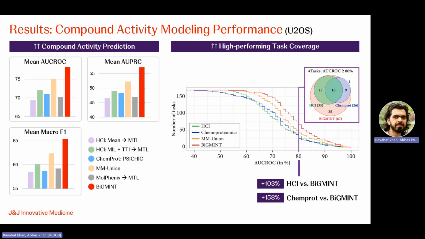But the more striking result is the task coverage. The number of tasks where AUC ROC exceeds 80%. BiGMINT covers 103% more such tasks than the best HCI baseline and 158% more than the chemoproteomics baseline. It doesn't just improve average performance, it unlocks tasks that were previously out of reach for every baseline.